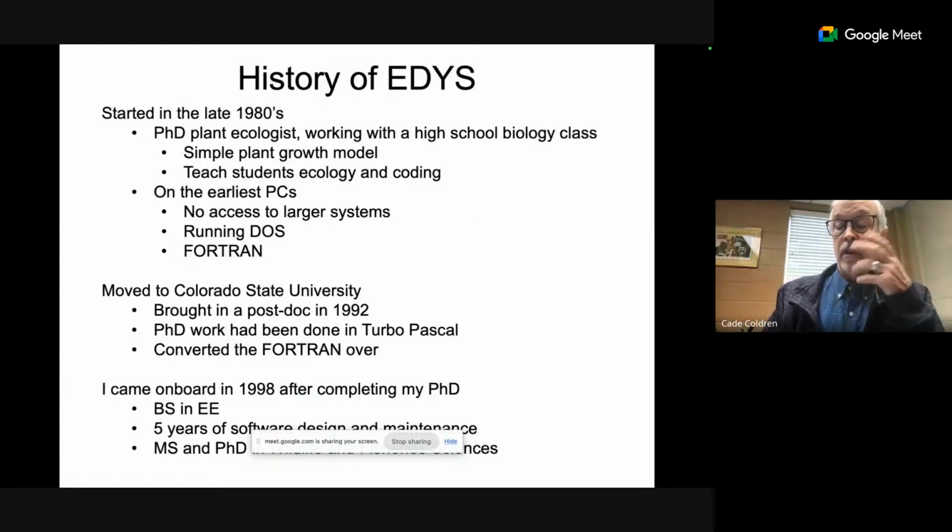So the history, actually, EDYS got its start back in the late 1980s. There was a PhD plant ecologist who was actually teaching a high school biology class at a private high school in South Texas. And what he had his students do was simple plant growth models. And he used that as a way to teach them both ecology and coding. And obviously, in the 1980s, it was on some of the earliest PCs that were available. It was running DOS. It was coded in Fortran. I'm sure a few of y'all remember those days.